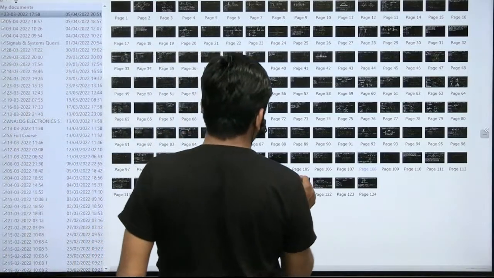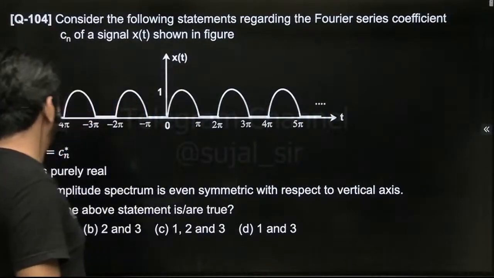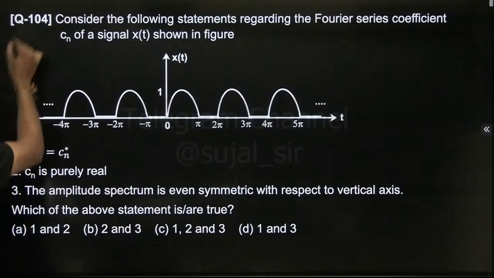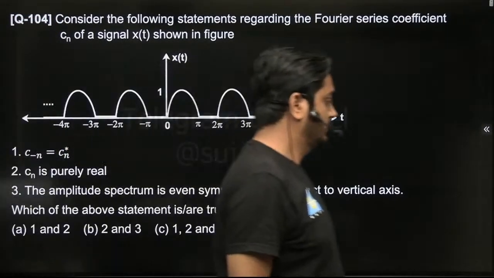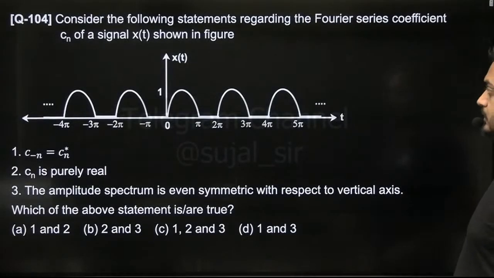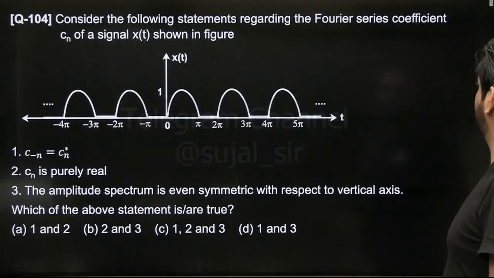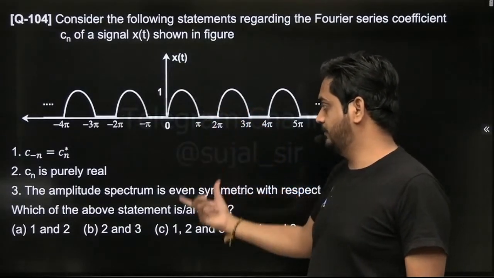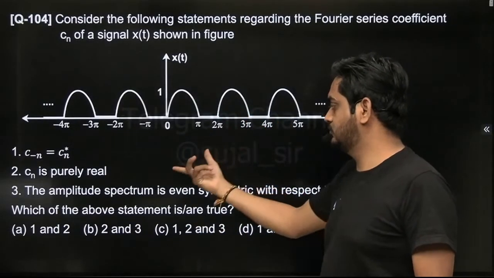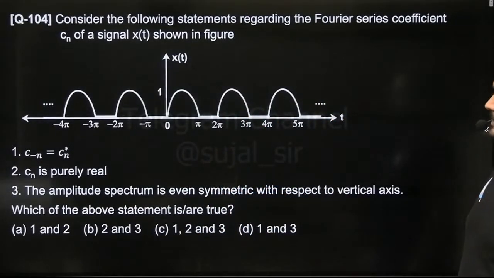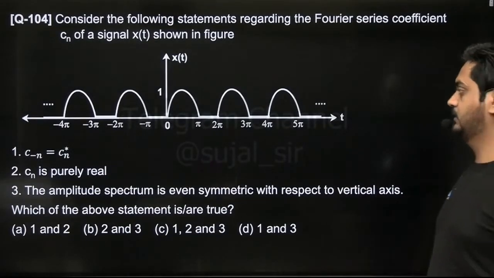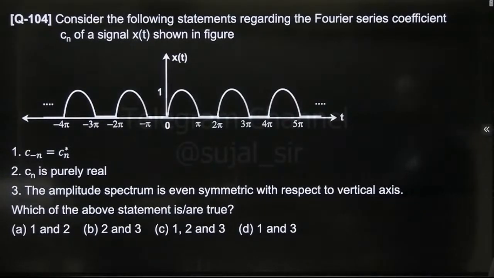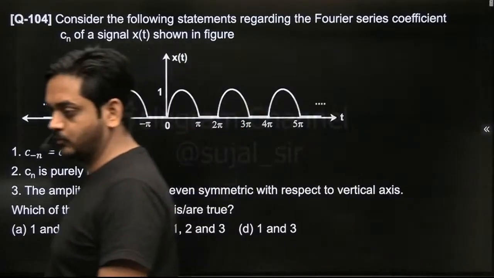Okay, next question. Question number 104. Same as the previous one, guys. Consider the following statements regarding the Fourier series coefficient Cn of a signal x of t shown in the figure. X of t is given and certain statements regarding its Fourier series coefficients are given. C minus n equals Cn conjugate. Cn is purely real. The amplitude spectrum is even symmetric with respect to the vertical axis. Which of the above statements is/are true?